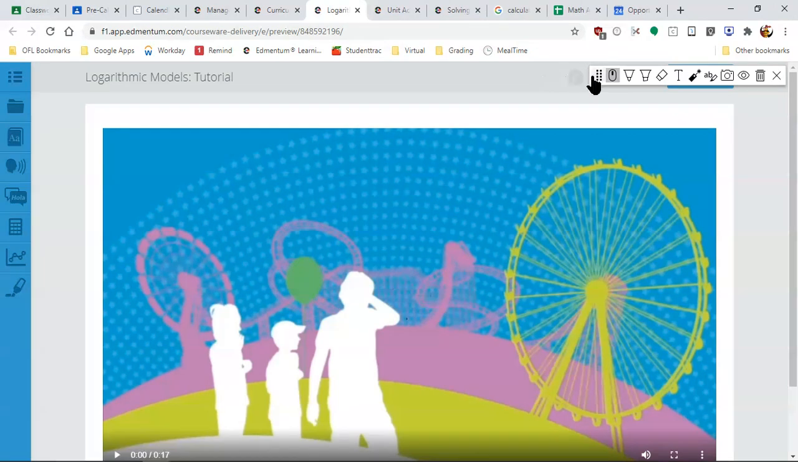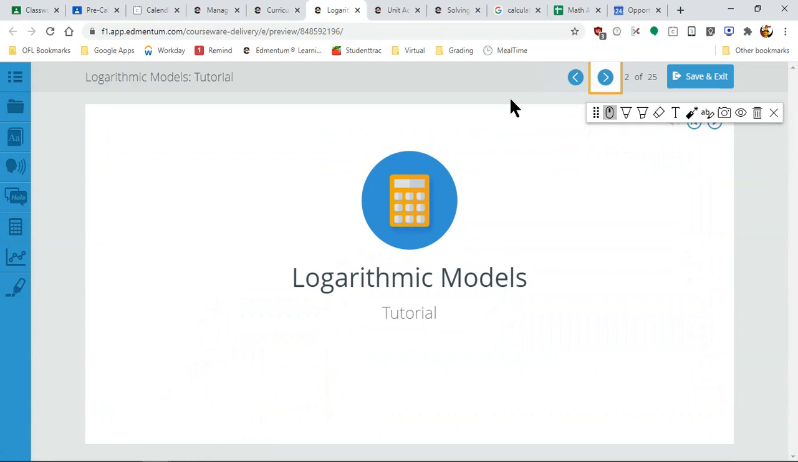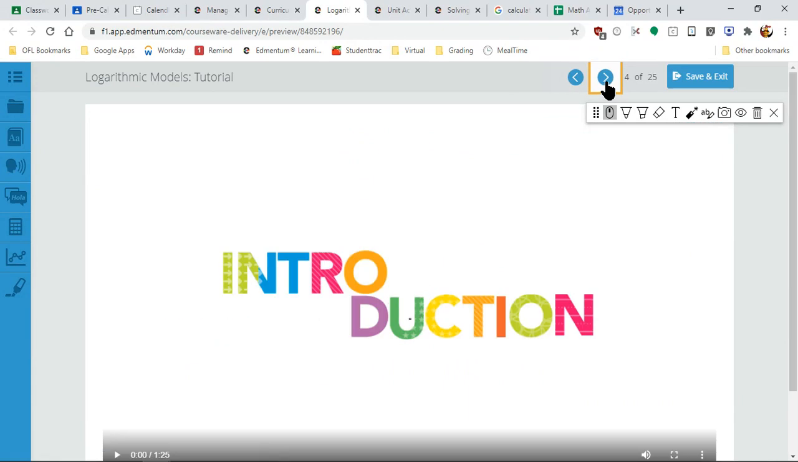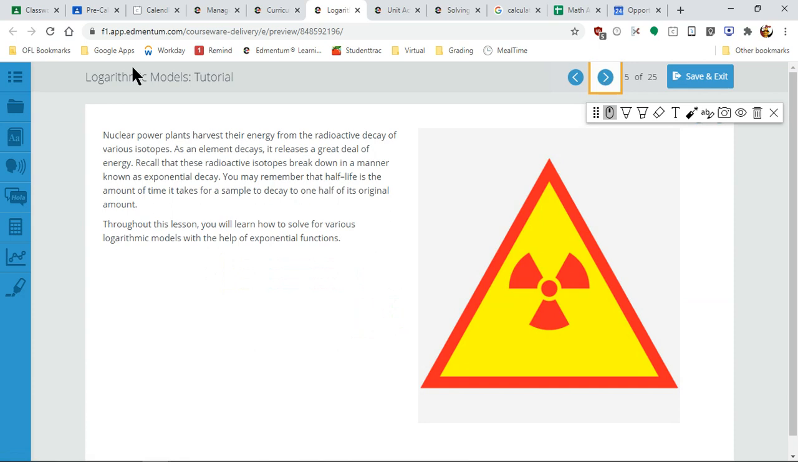So we're going to do logarithmic models. This is just the idea of getting used to the fact that we're using logs to start observing certain things. As always, you can watch the information by yourself.